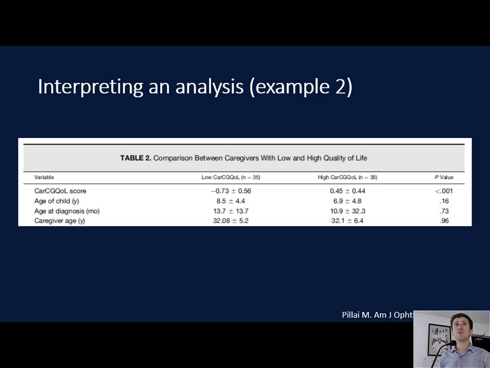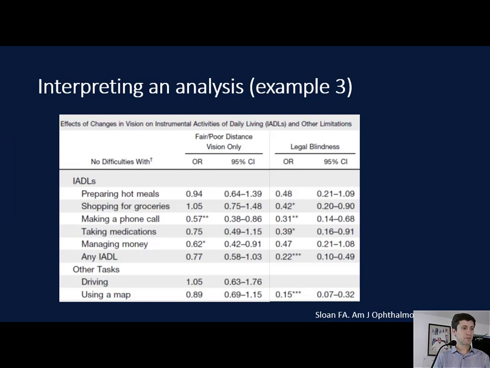So I heard somebody say a two-sample t-test. That's exactly right. So we used a two-sample t-test, and we found that there was no difference in the age of children, age of diagnosis, or caregiver age between those with low and high caregiver quality of life. All right. So third example.